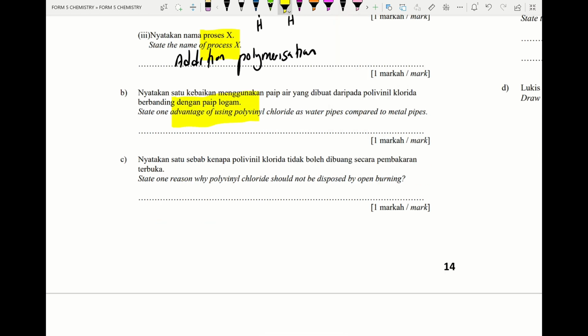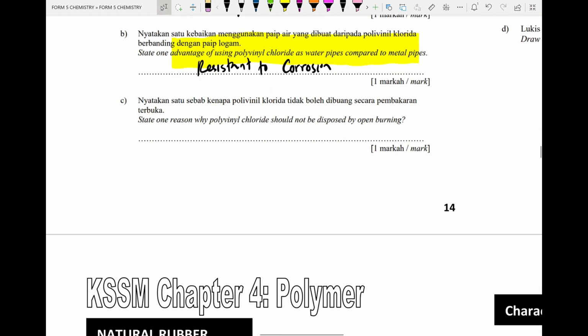Check question number B. State one advantage of using polyvinyl chloride as water pipe compared to the metal pipe. Alright, so this polyvinyl chloride has high resistance towards corrosion. So we put resistance to corrosion.